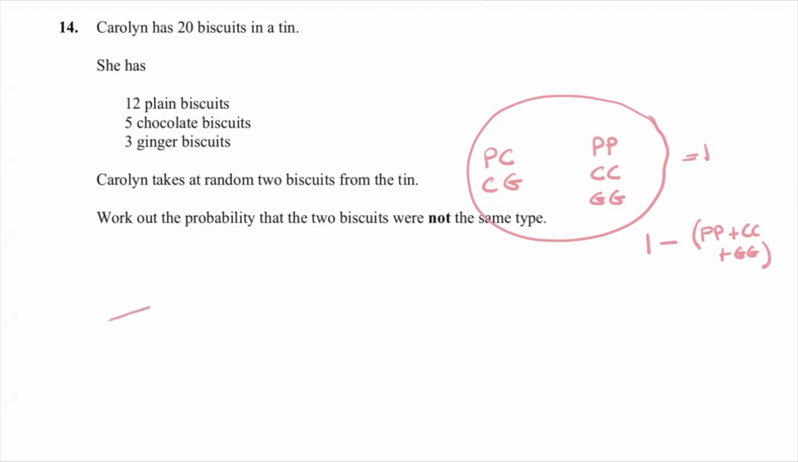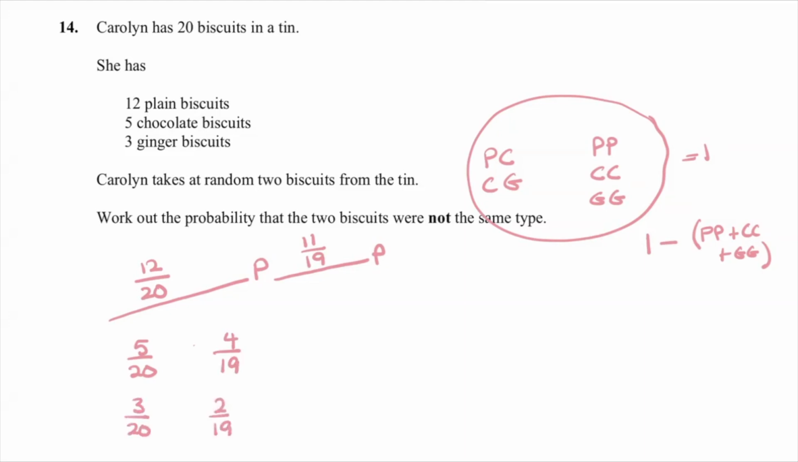At the start of the problem, she's got 12 plain biscuits out of a total of 20. So her probability of picking a plain is 12/20. To pick her second plain, she's only got 11 left out of 19 left. And they're all going to work like that. So the chocolate would be 5 out of 20, followed by 4 out of 19. And the ginger would be 3 out of 20, followed by 2 out of 19.